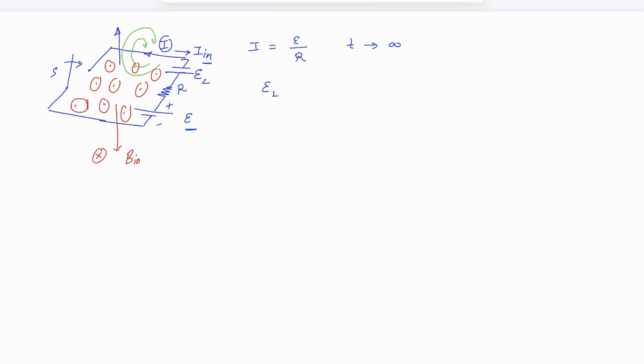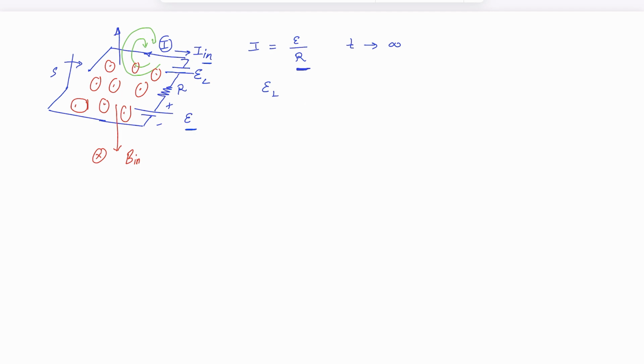and because of that, there will be a tussle between the current that is there because of the EMF epsilon and the induced current that is there because of the EMF epsilon L, and that is why it takes some time for the current to reach this value, epsilon over R. Now we will see mathematically how this comes out to be, but qualitatively this is what happens.